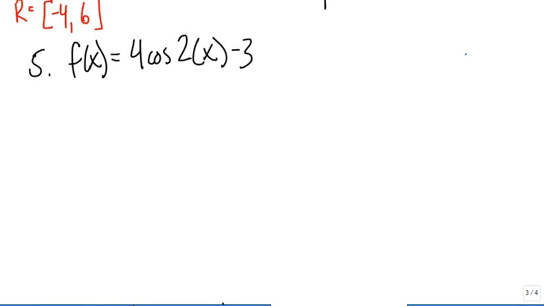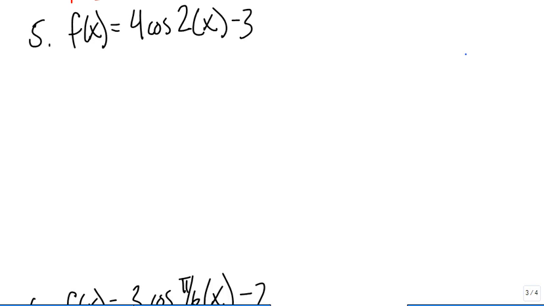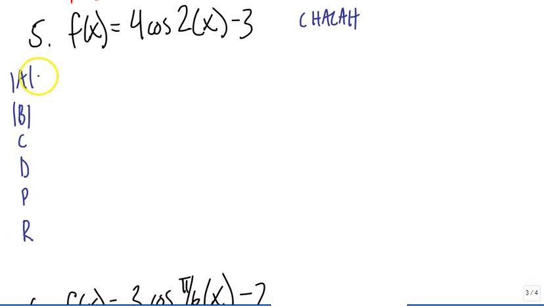Okay, number 5. The function we're graphing is cosine, so we'll just put cosine over here in the corner so we remember that that's who we're graphing. And then go through our alphabet, A, B, C, D, P, and R. Our A value is 4. Our B value is 2. C value again is 0. D value is -3, so we're going down 3.